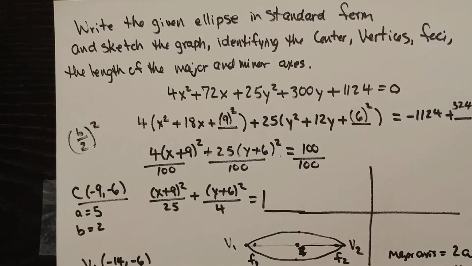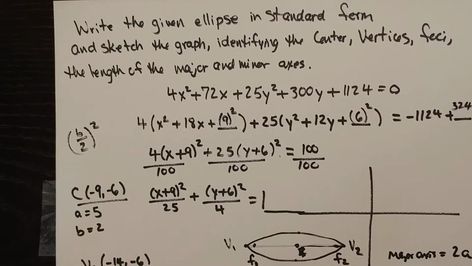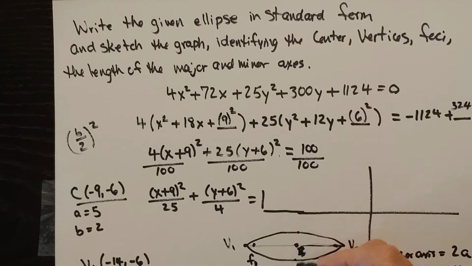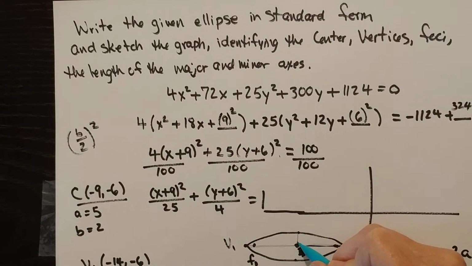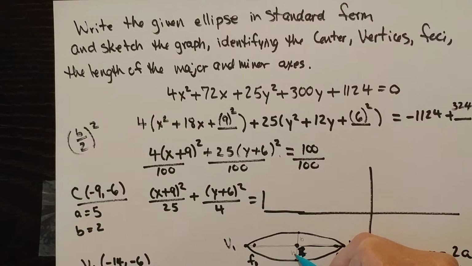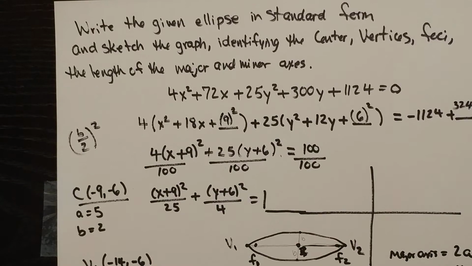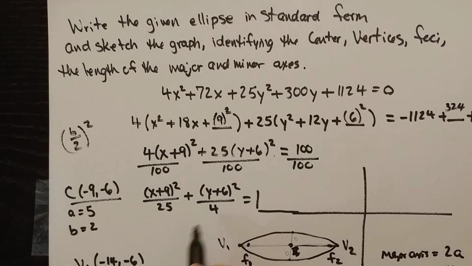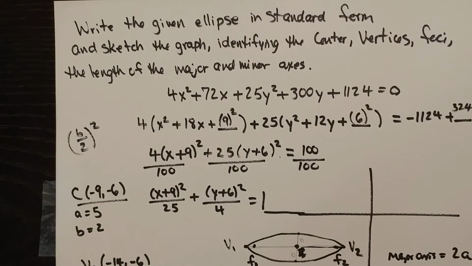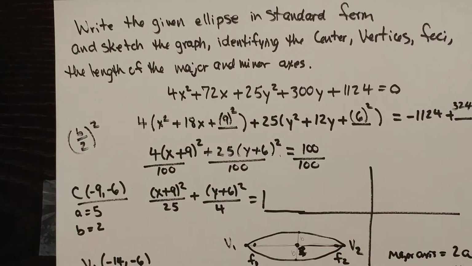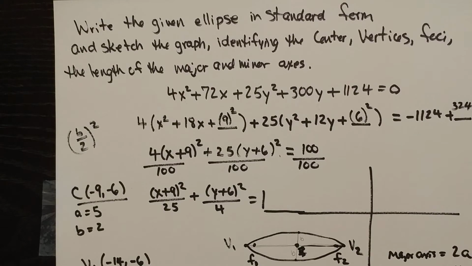The minor axis is the shorter one. So in this case, it's the vertical one. So right here, from the center to this part is b, and from here to here is b. So the length of the minor axis is equal to 2 times b in this case, or 2 times 2 because b is 2. So 4 units is how long the minor axis is. Okay, that's that one.